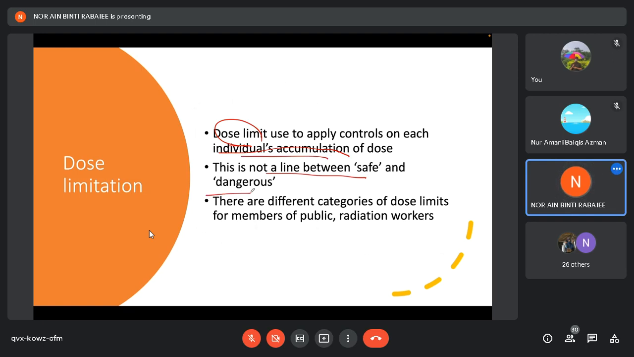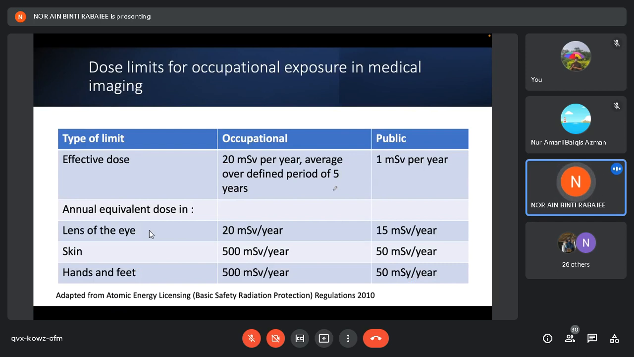This is not a line between the safe and the dangerous. We have different dose limits for members of the public and for the radiation worker. This is an example of the limits for occupational exposure in medical settings, and the dose limit for the public. The effective dose received by occupationals is recommended to be a maximum of 20 millisievert per year, averaged over a defined period of 5 years. For the public, the dose limit is 1 millisievert per year. The annual equivalent dose for the lens is 20 millisievert per year for occupational, and 15 millisievert per year for the public.